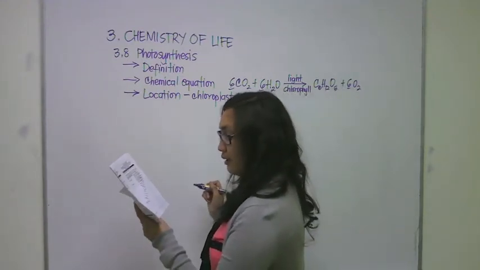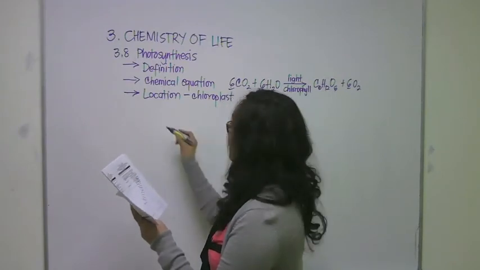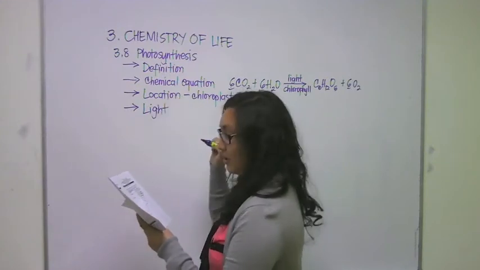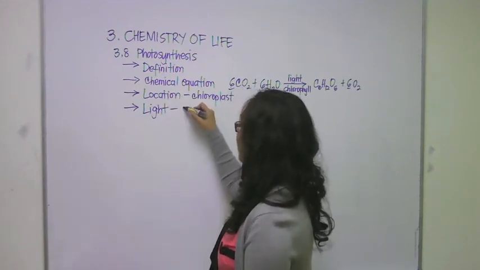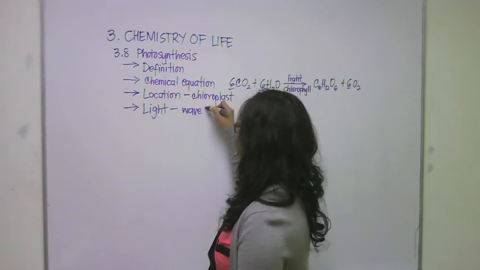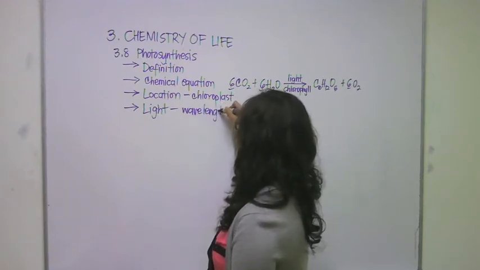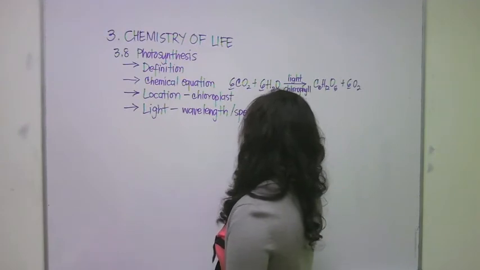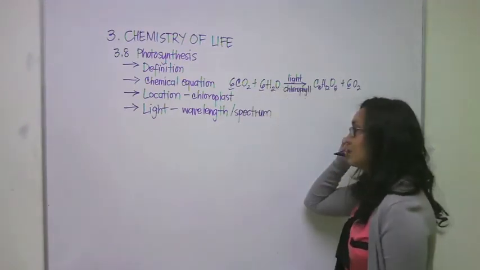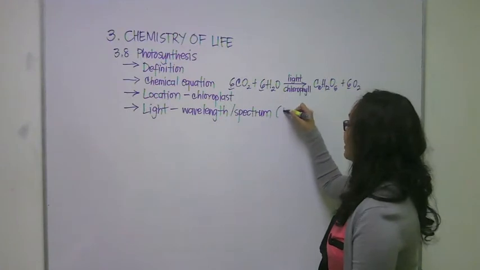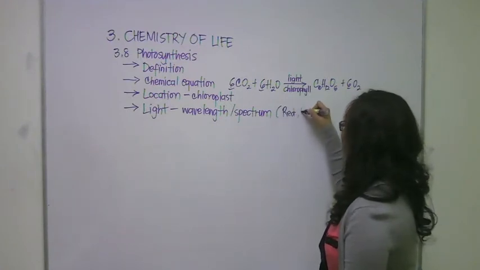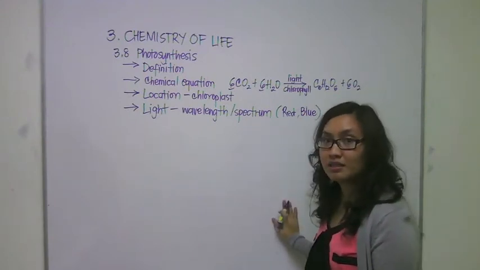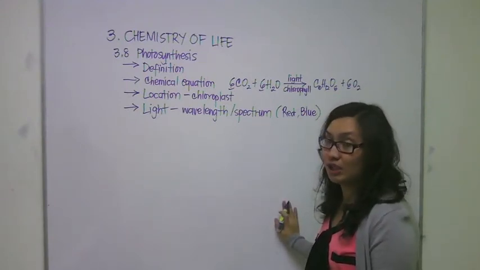So next one, we need to discuss light energy. Of course, light energy is available in different wavelengths or different spectrums. But in the light energy provided by the sun, only specific colors such as red and blue are going to be efficiently used because they provide more energy.